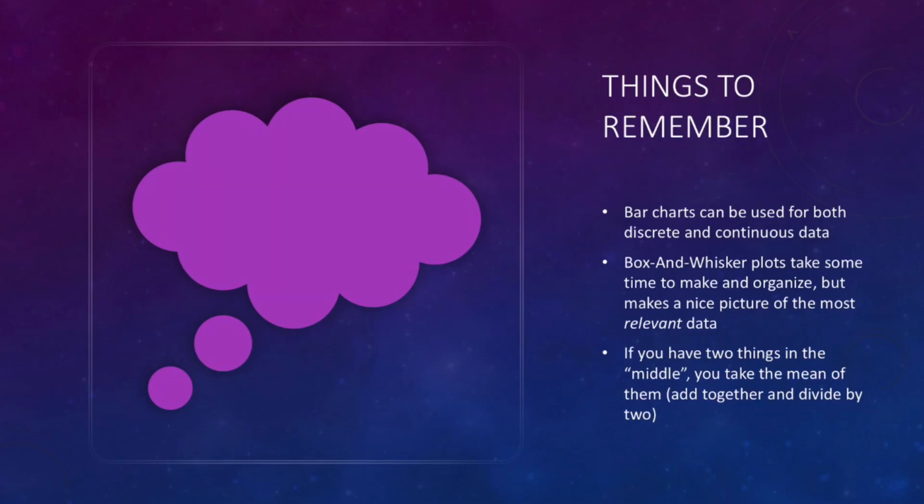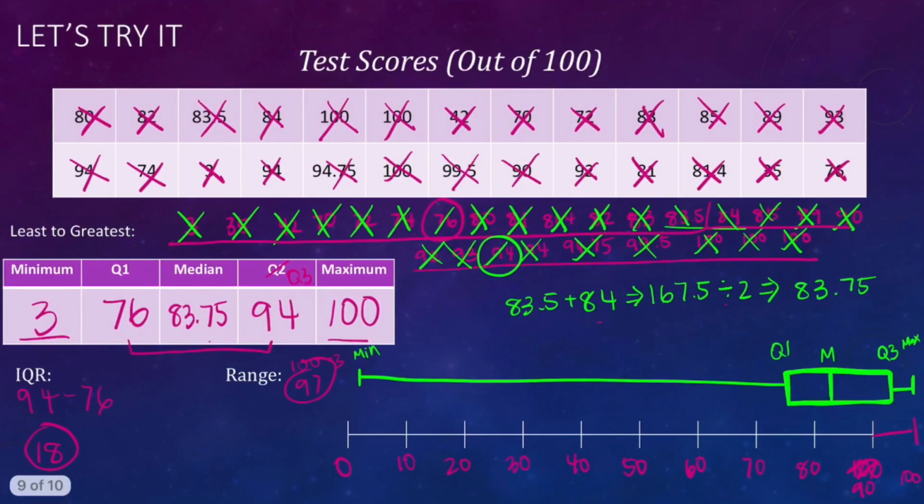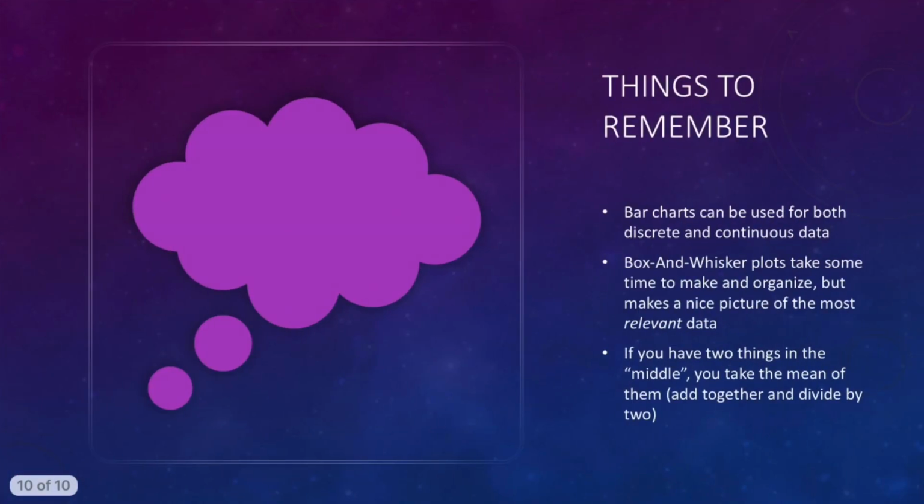If you have 2 things in the middle, you just add them together and then take the average. I had to do that for the median. If you don't do it for the median, you will have to do it for the quartiles, and it really just depends there. Okay, I hope that helps, and good luck.